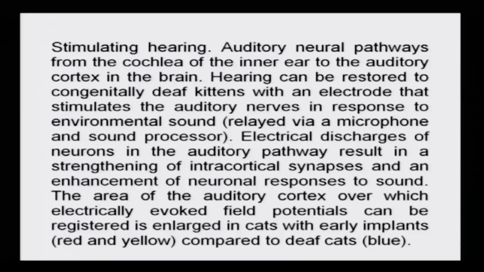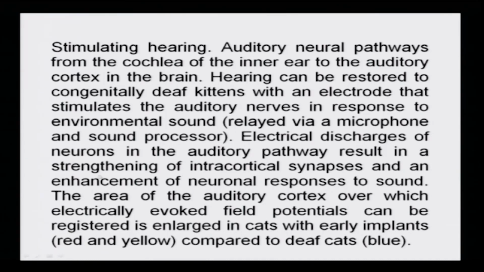So, from here, by stimulating the auditory neural pathway from the cochlea of the inner ear to the auditory cortex of the brain, hearing can be restored in congenitally deaf kittens. This was done with an electrode that stimulated the auditory nerves in response to environmental sound relayed via a microphone and sound processor.